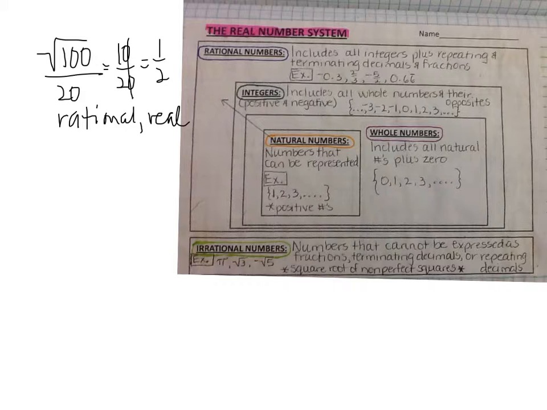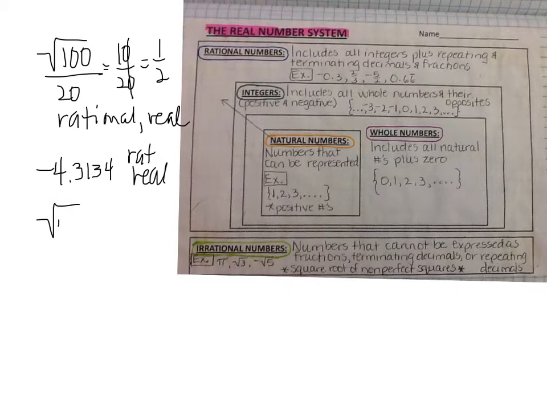Next one is negative 4.3134. Okay, if it is a decimal or a fraction, it automatically places it in one of two categories. Rational or irrational. You have to ask yourself this question. Does it terminate or repeat? So, does it terminate? Yes. It stops in the tens, hundreds, thousands. It stops in the 10,000th place. It stops. It terminates. Therefore, it is rational and real.